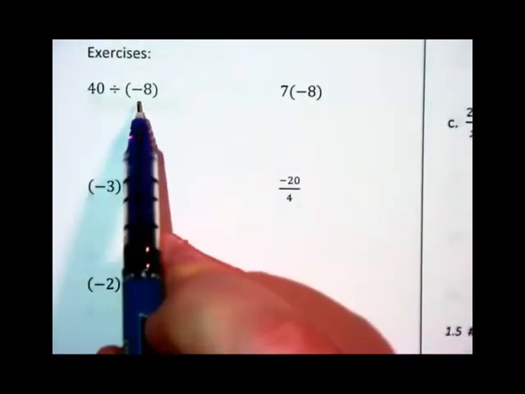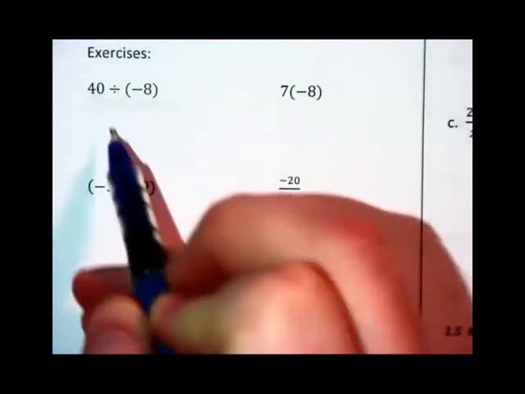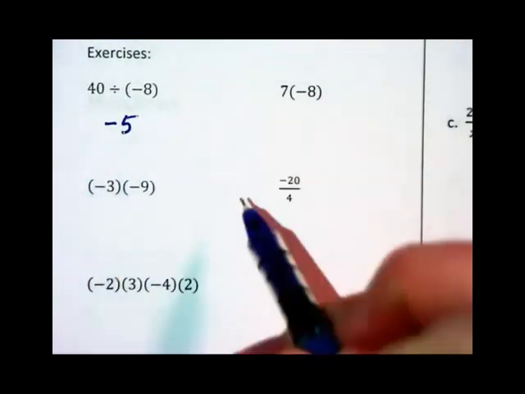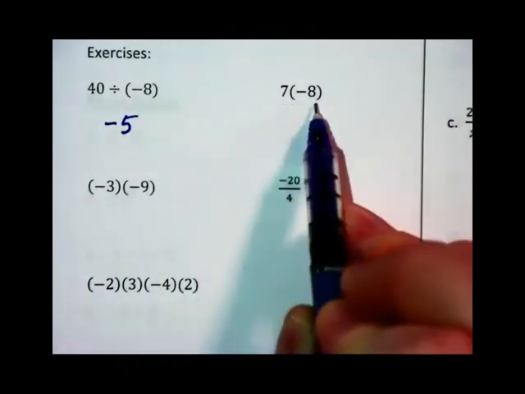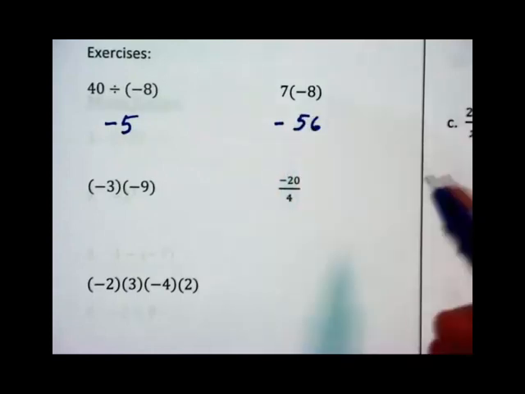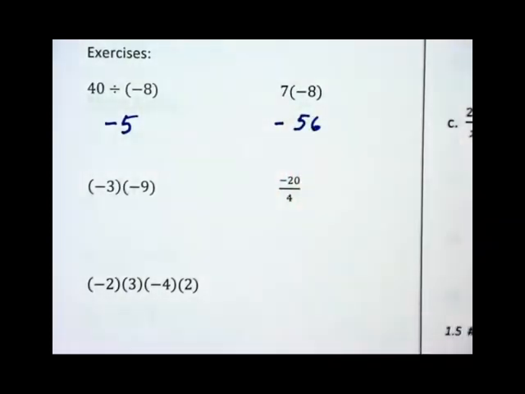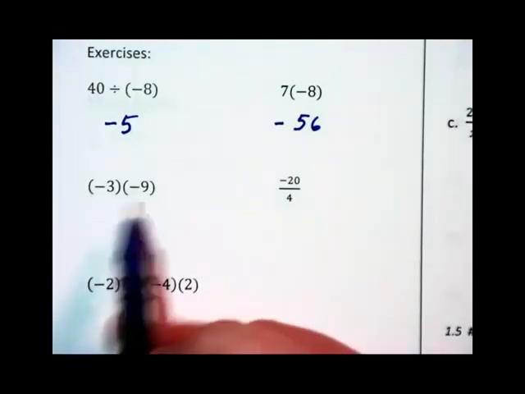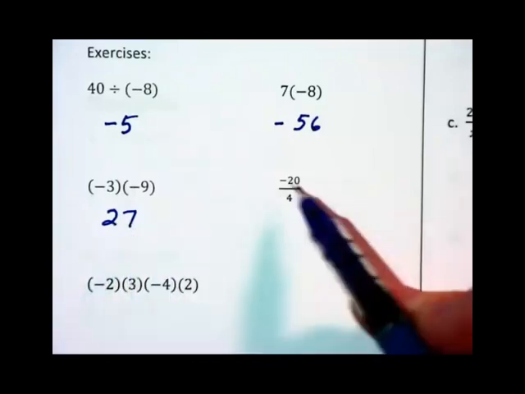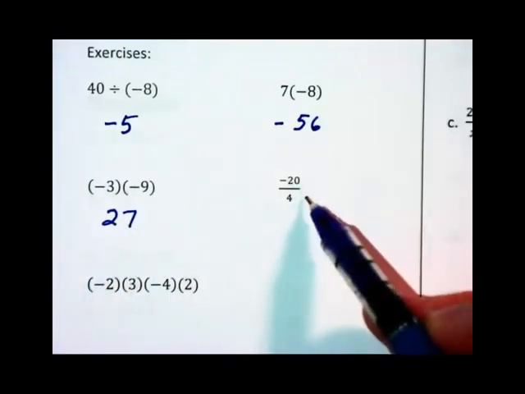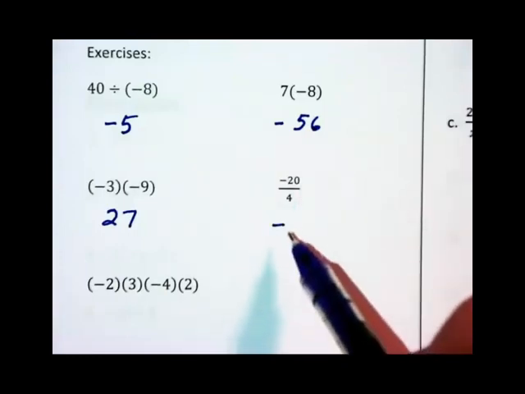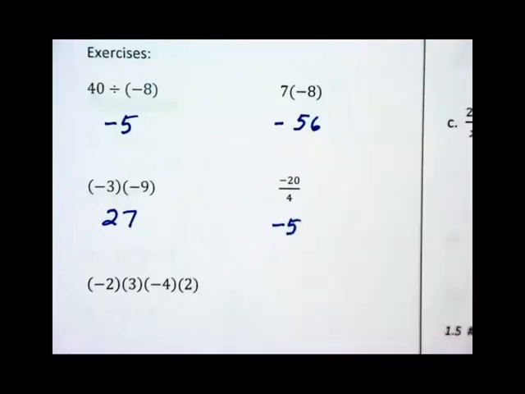40 divided by negative 8. They are opposite in sign, so the quotient will be negative. And 40 divided by 8 is 5, so negative 5. Multiplying, the signs are opposite, so the product will be negative, and you get negative 56. 7 times 8 is 56. In negative 3 times negative 9, the signs are the same, so the product is positive, and 9 times 3 is 27. Even though this looks like a fraction and it is a division problem, the signs are opposite, so the quotient will be negative, and 20 divided by 4 is 5, negative 5.